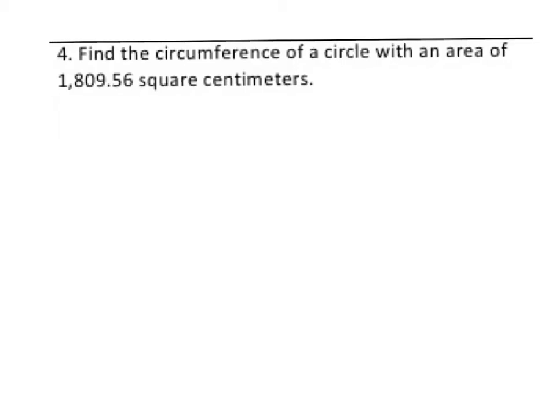Question 4 says find the circumference of a circle with an area of 1,809.56 square centimeters. They're starting off talking about area, so that means we're going to first write down the area of a circle formula. Area is equal to pi r squared. Let's plug in some numbers here.